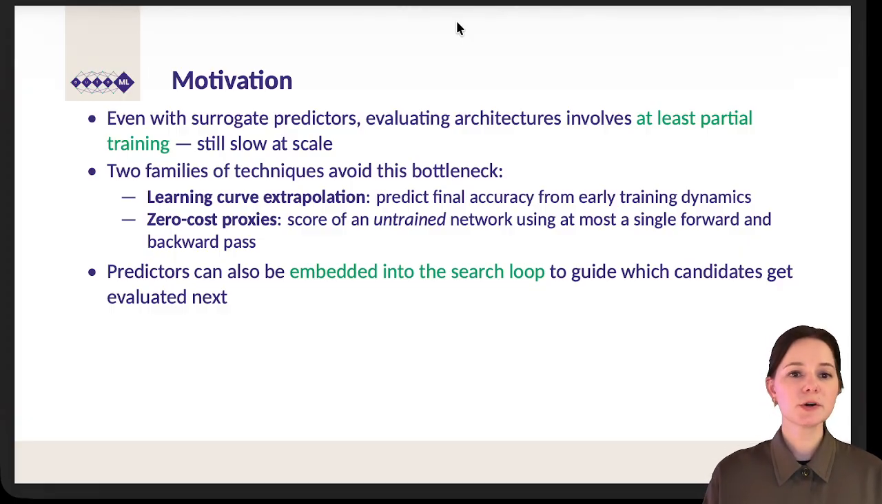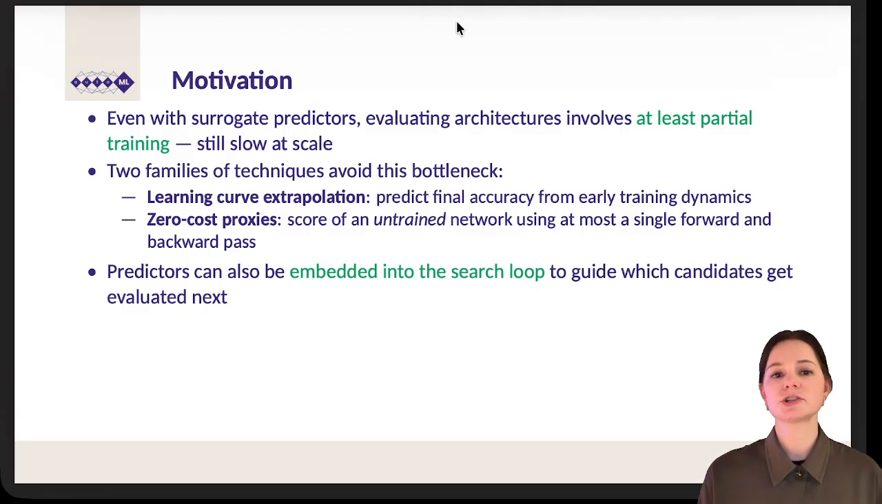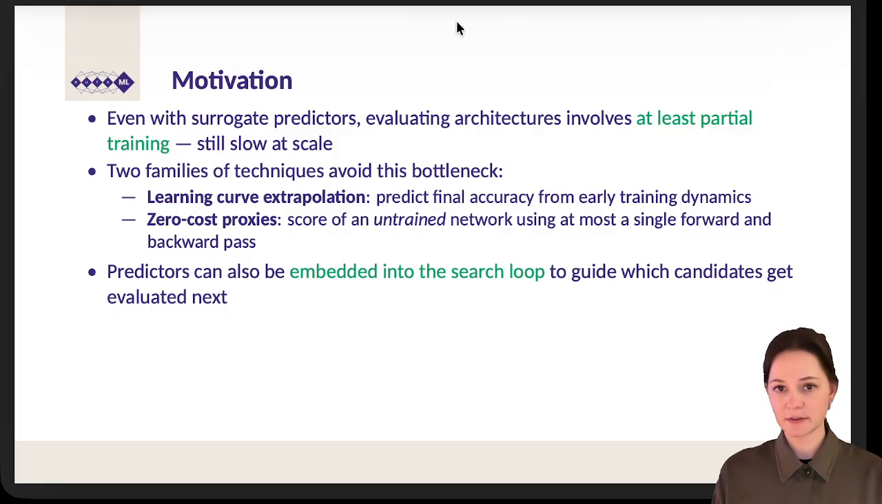So we talked about surrogate models in order to speed up the performance estimation strategy within neural architecture search. However, these surrogate predictors also involve at least partial training in order to evaluate the architectures and train our surrogate model, which can still be slow at scale. Therefore, we will talk in this part about two families of techniques to avoid this bottleneck.